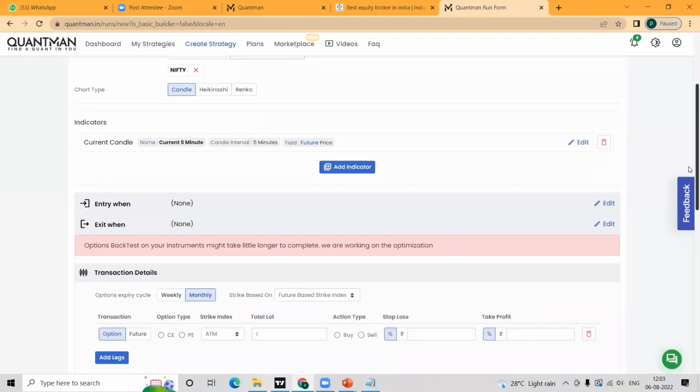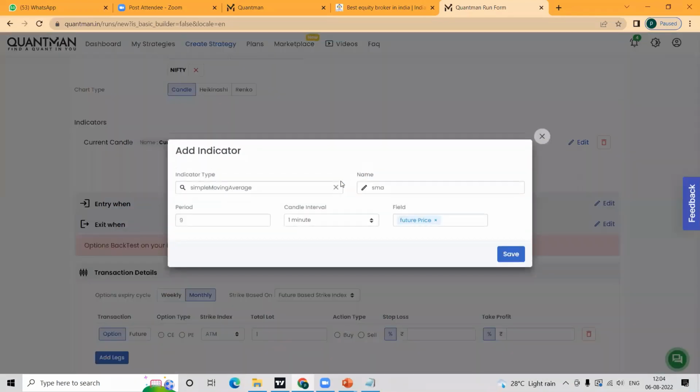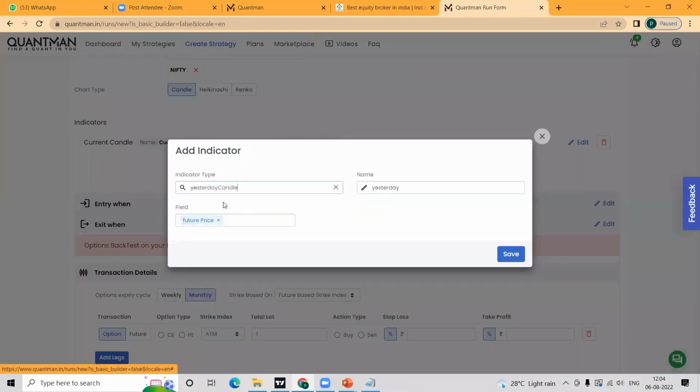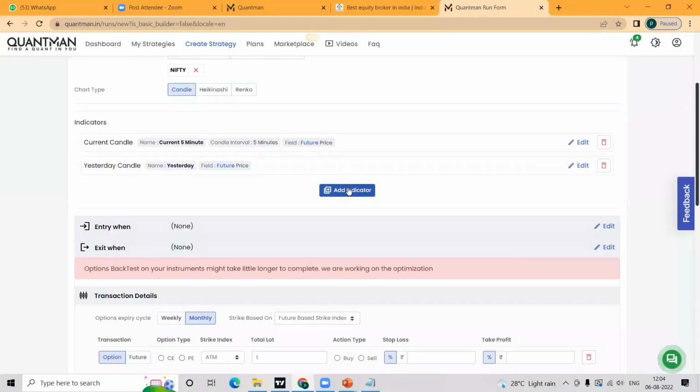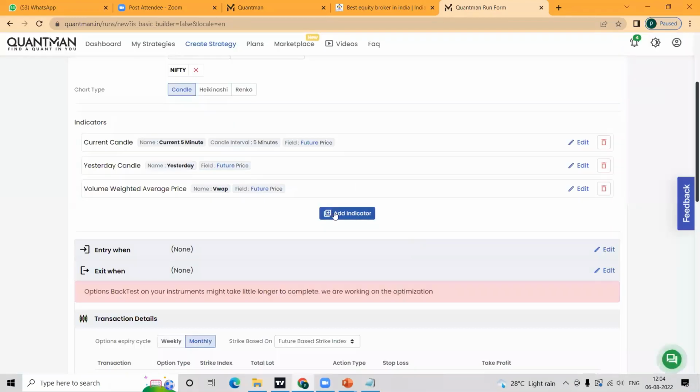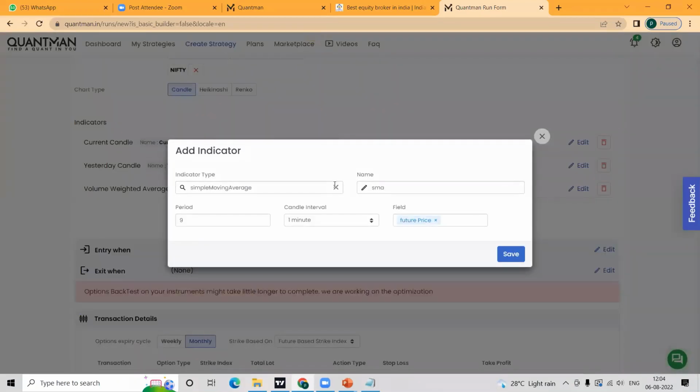What are the three indicators we are going to use? Previous day high and low. Go to add indicator, go to yesterday candle, save it. Add another indicator, VWAP, add it. Then RSI, 14 period, 5 minutes candle. You may use whatever candle you like, but we are using 5 minutes for intraday, so I give 5 minutes. You may edit it also. Save.